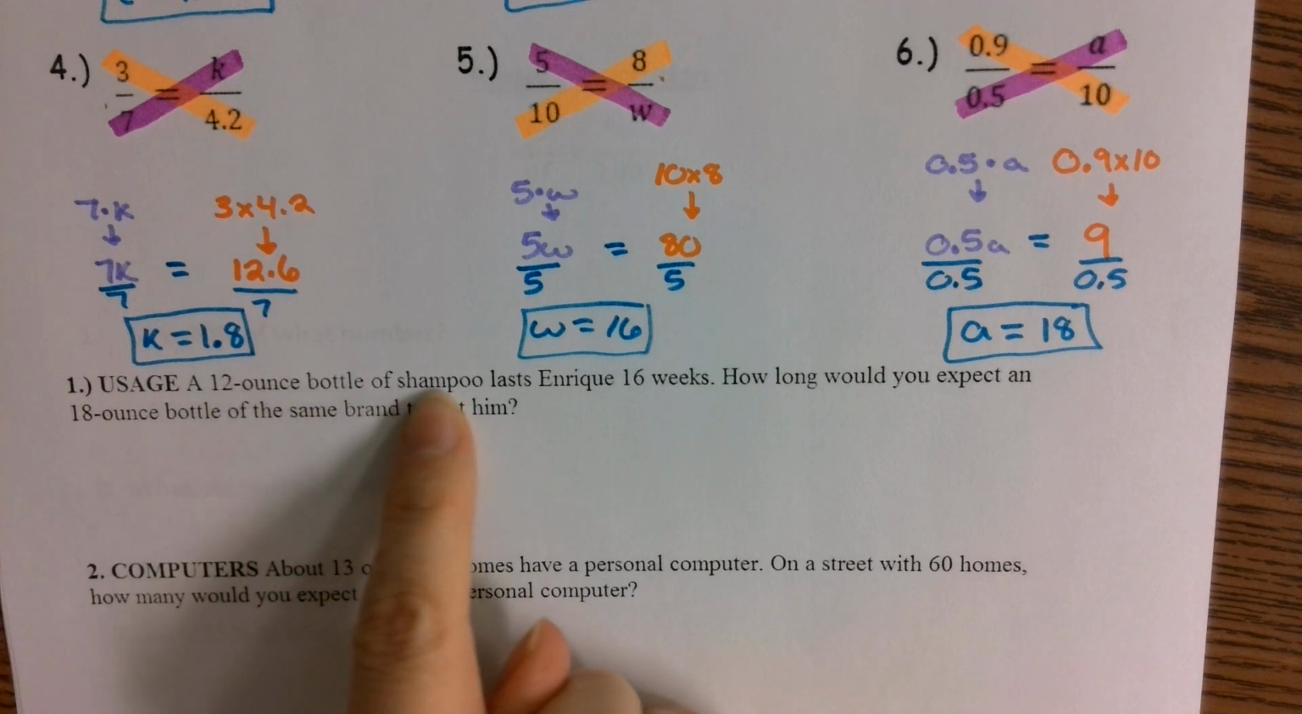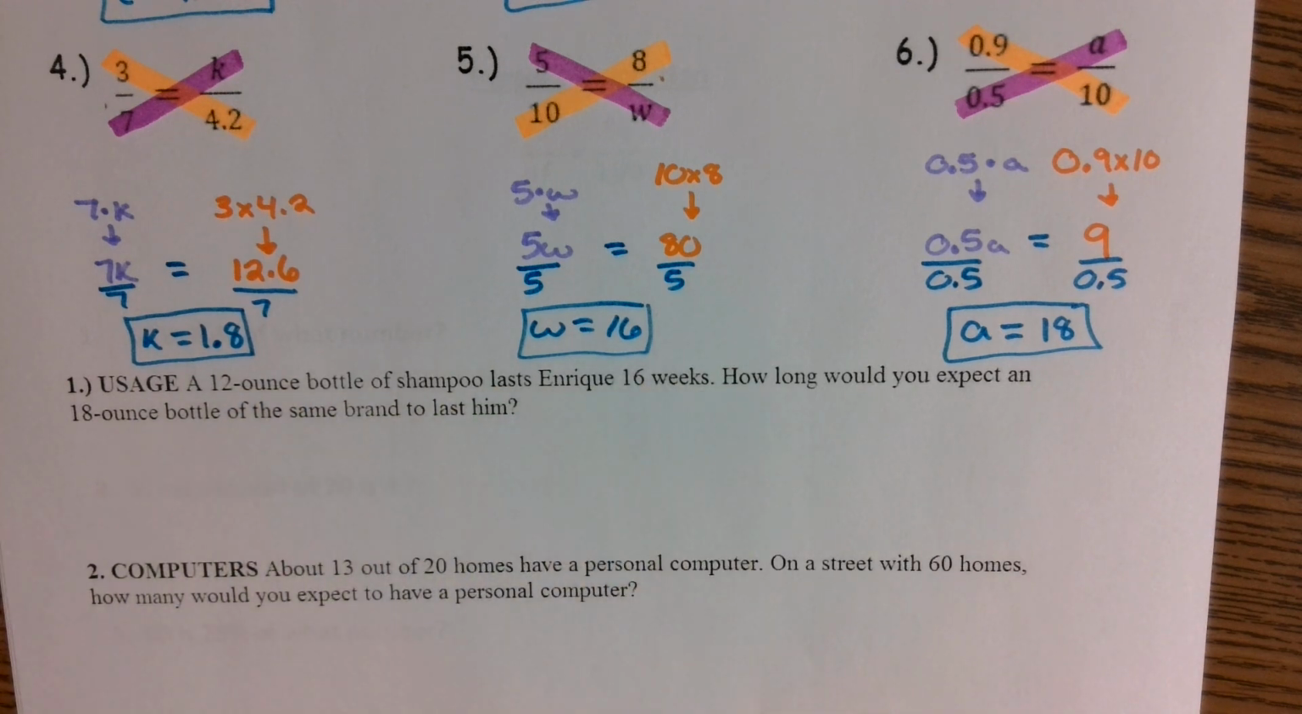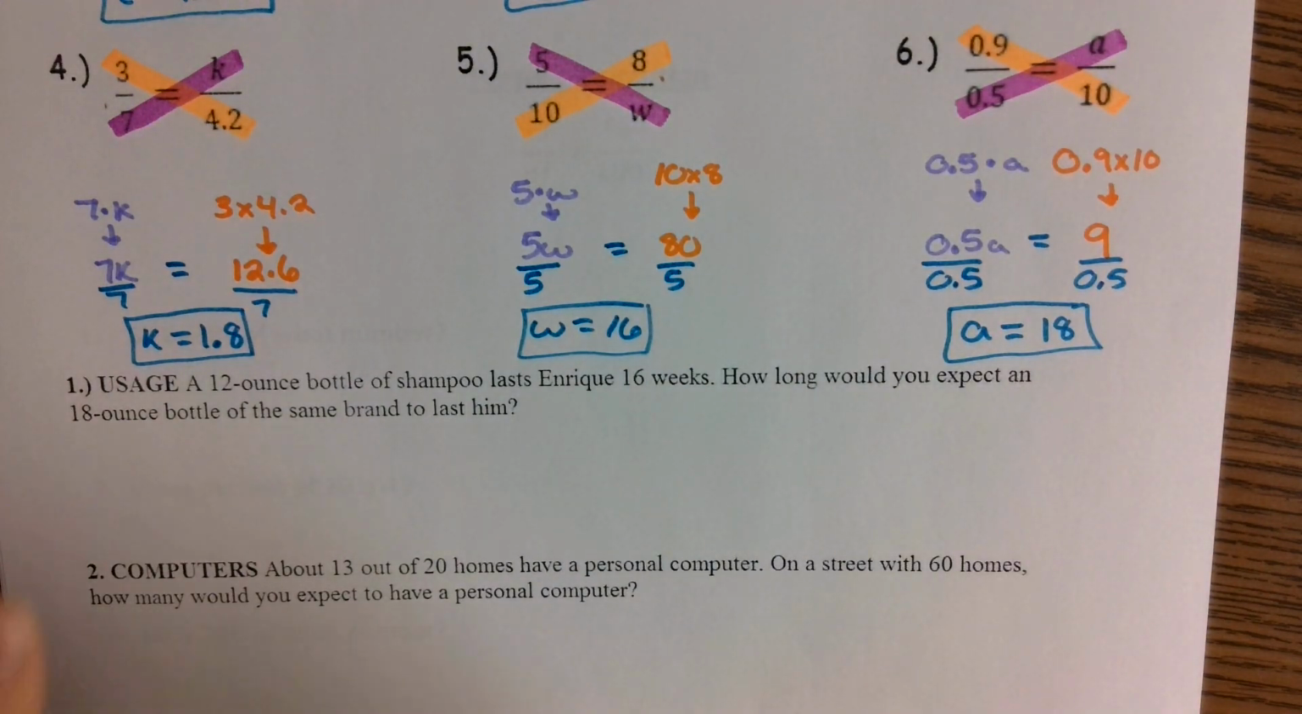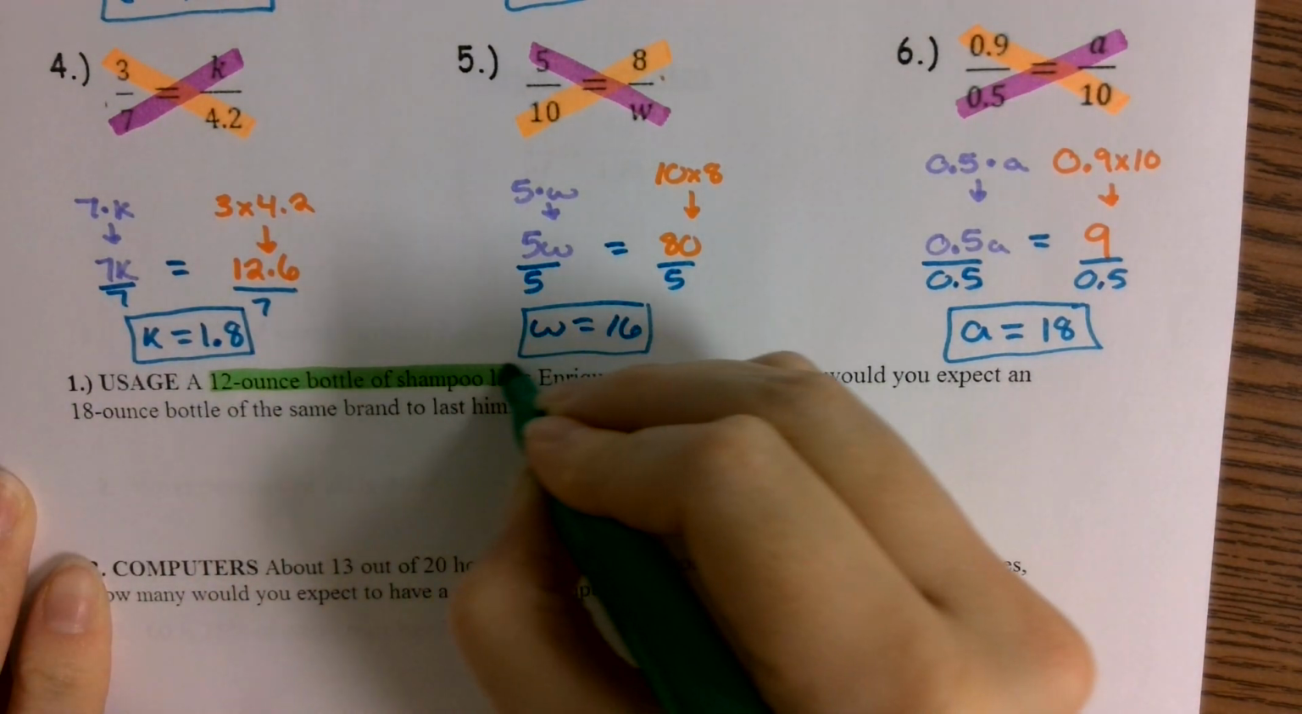A 12-ounce bottle of shampoo lasts Enrique 16 weeks. A 12-ounce bottle of shampoo is going to last Enrique 16 weeks. I'm going to go ahead and highlight that information.